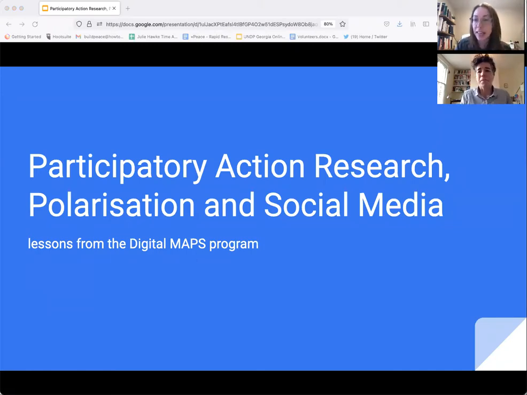So as I was saying, the Digital Maps program used participatory action research, a process for these teams and organizations to design pilot interventions that counter polarization and promote inclusivity and openness in the networked public sphere. And again, that was in these 8 different countries in the Middle East and North Africa.